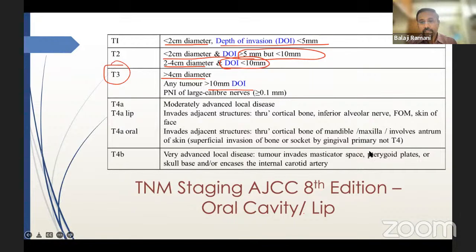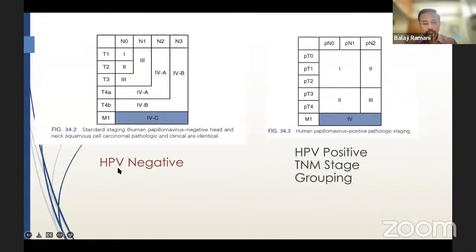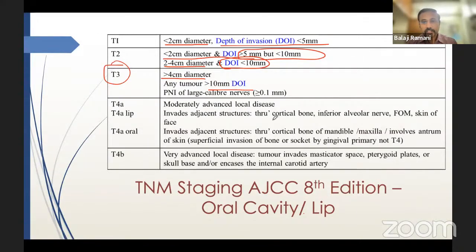Of course, whenever we have infiltration that invades the cortical bone, inferior alveolar nerve, floor of the mouth, skin of the face, and again the maxilla or mandible is involved, or it involves the antrum, involves the skin, all this is going to be considered as T4A. Most of you will be very aware of this.